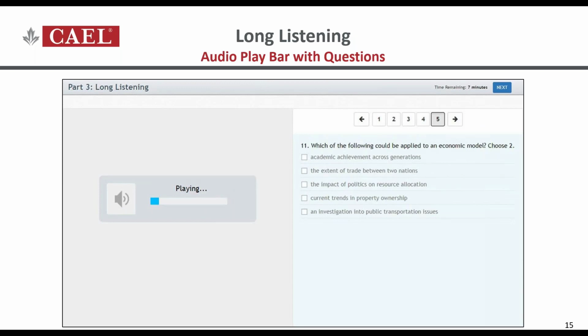Okay, so here it is for the long listening. The long listening looks a little bit different because, of course, it's going to be about a lecture, and it's much longer. So you also see that there are more question pages. In the short listening, the questions could even be on the same page. But here, they will be divided into probably 5 pages like this. Okay, because there will be at least 11 questions.